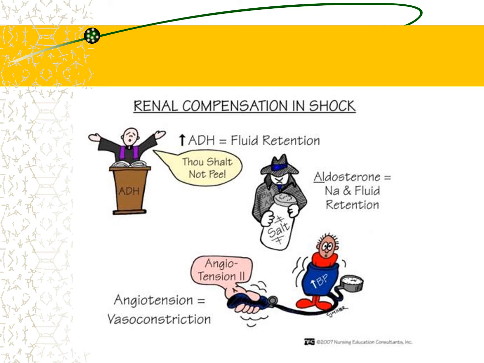And then there's one other factor that comes into play that's mentioned on this slide, and that's the increase in ADH. The ADH, antidiuretic hormone, is made by the pituitary gland, and it is responsible for fluid retention as well. In other words, the individual is not going to be urinating as much. And that's in an attempt to keep fluid in the body so that we can, again, raise the blood pressure.